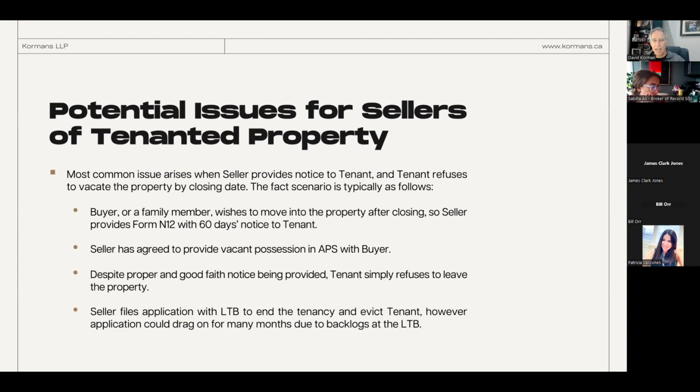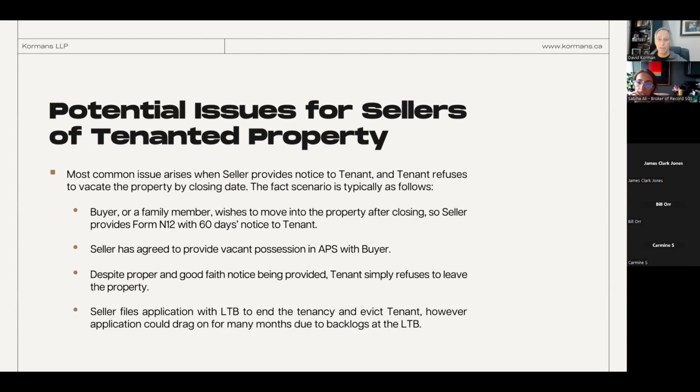Notices have to be given to the tenant. Sometimes these processes can drag on because the board's busy, the tenant isn't available on whatever date's proposed, or the tenant applies to get an extension. Things can drag on. Anybody that's ever dealt with the Landlord and Tenant Board or tribunal will know that there's always a backlog. You can't always get in when you want.